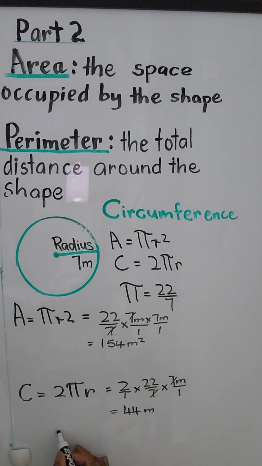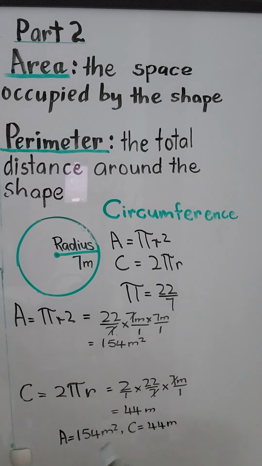So A equals 154 meter squared. C equals 44 meter.